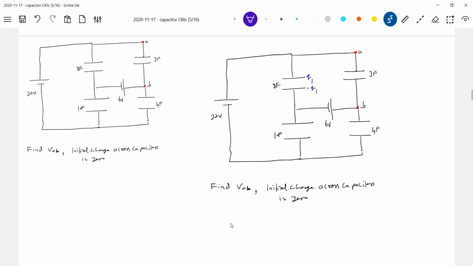Q1, minus Q1. Okay, this will be Q2, we'll take it. We'll write Q3, minus Q3, Q4, minus Q4. Okay, how many unknowns are there? 4 unknowns. What about the isolated junction? So the charge of these 4 plates must be conserved.